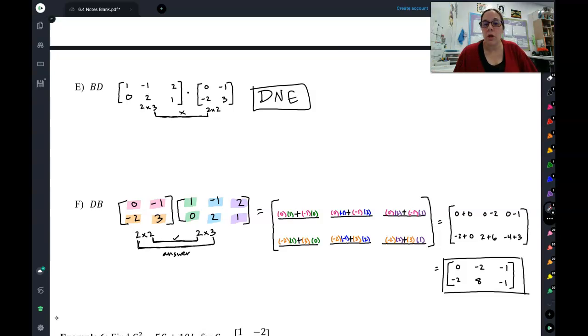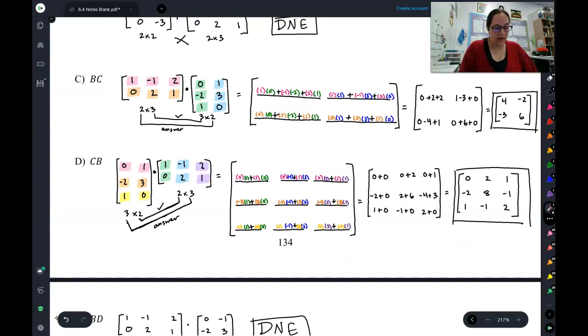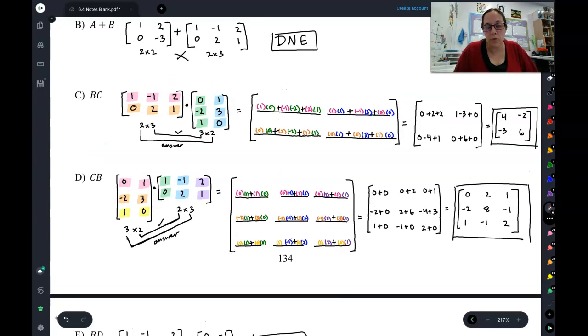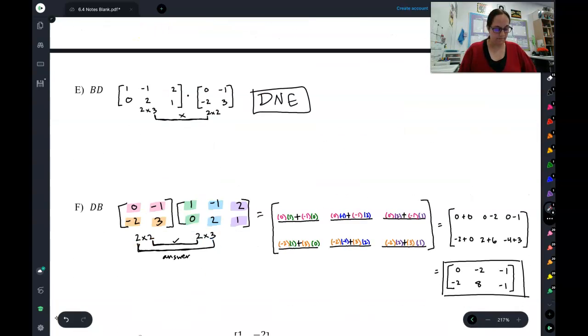Now, E and F do portray a really good point in that multiplication with matrices is not commutative. We're used to being able to flip the multiplication and it's the same answer, like 3 times 4 is the same thing as 4 times 3. With matrices, that is not true. B times D is not the same answer as D times B. And we can even see that here. B times C is a very different answer than C times B. So matrix multiplication is not commutative. You can't flip it and get the same answer.